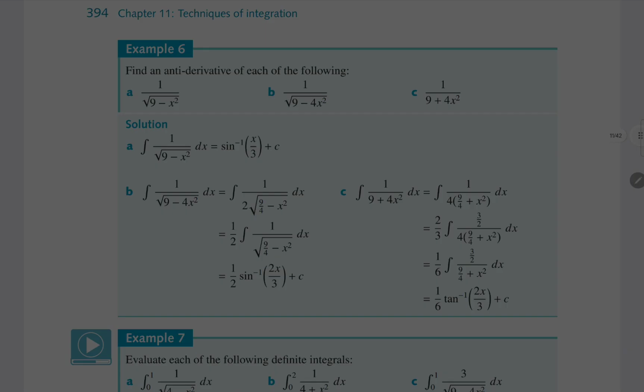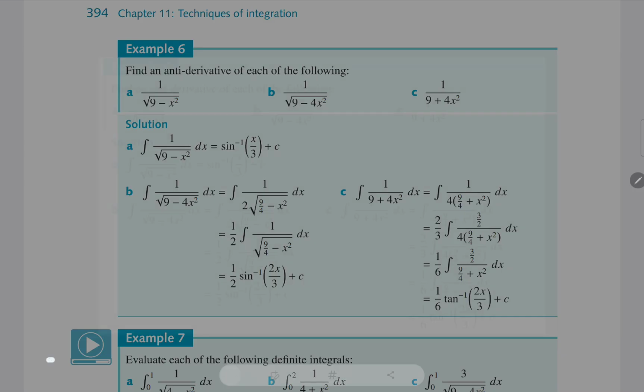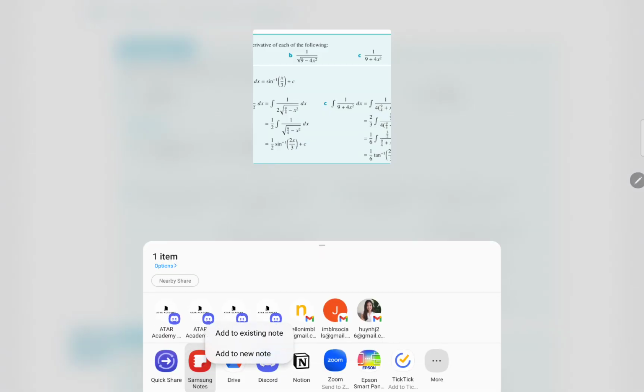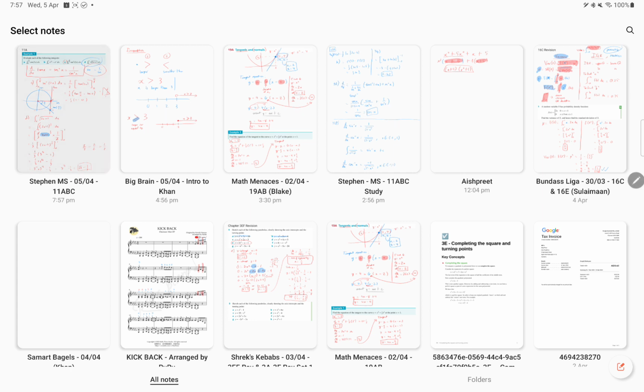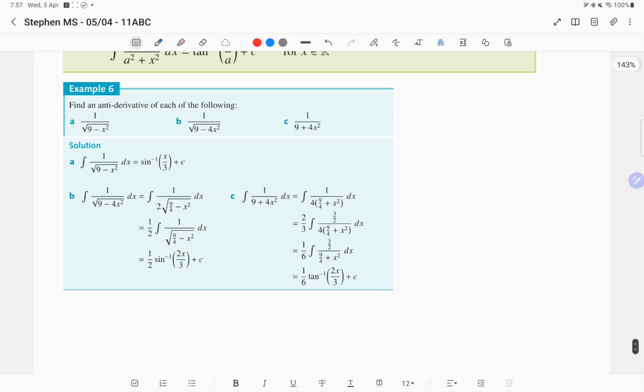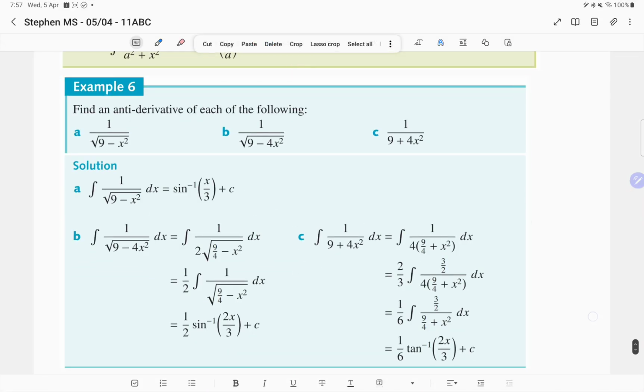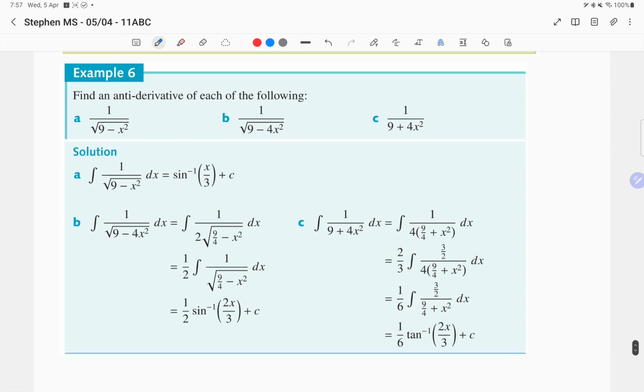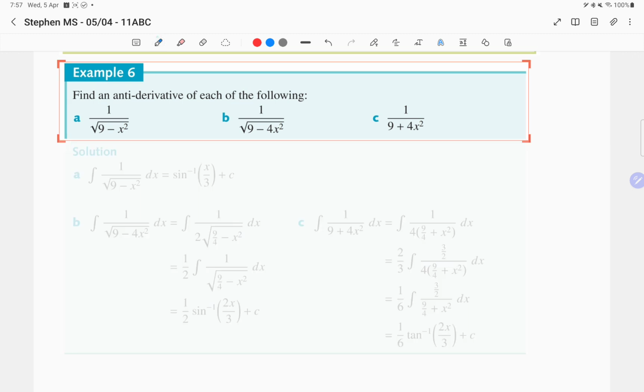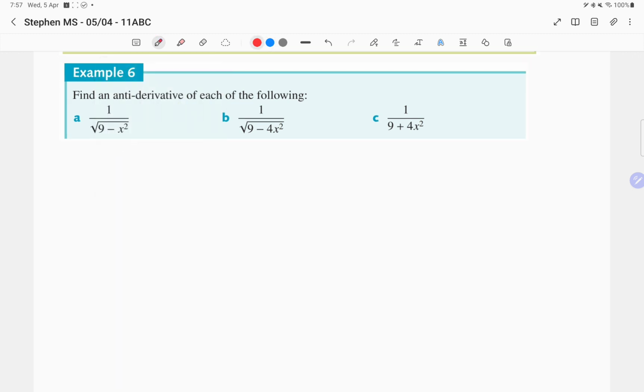Examples. The fraction algebra is what's tricky in these initial questions, but the concept is similar to the last one. If you got the last one, then this one won't be too difficult. So find an antiderivative, question A. It's asking to find an antiderivative, so we don't even need to antiderive it. Just say let f(x) be whatever that is.